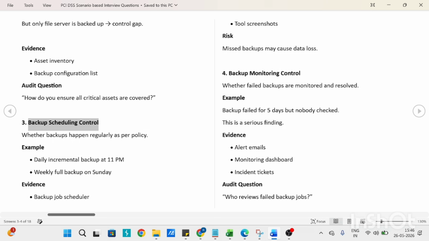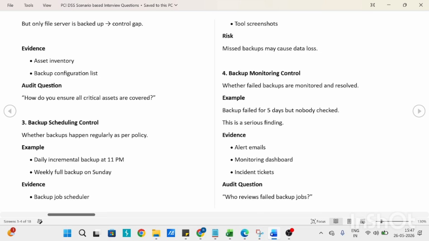Number three is backup scheduling. In backup scheduling, whether backup is happening regularly as per the policy. Example, daily incremental backup exists at 11 p.m. or whatever the time may be, and weekly full backup available on Sunday. So you need to look from the evidence perspective at backup job schedules and backup tool screenshots.